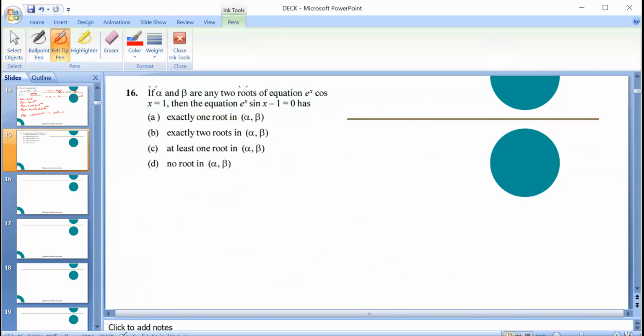If alpha and beta are the roots of the equation e power x cos x equal to 1, then the equation e power x sin x minus 1 equal to 0 is 4. So we know that e power alpha cos alpha is 1. E power beta cos beta is 1. Now we will take f of x as e power x cos x minus 1.